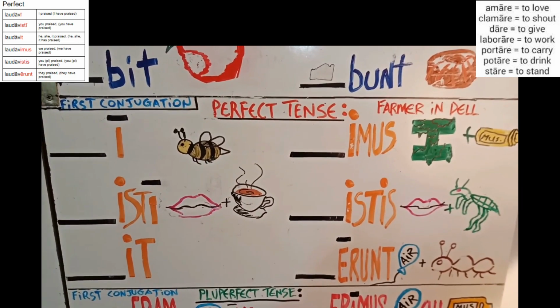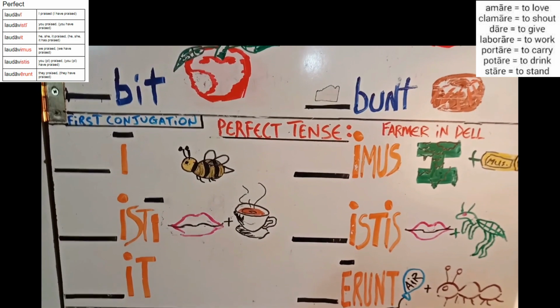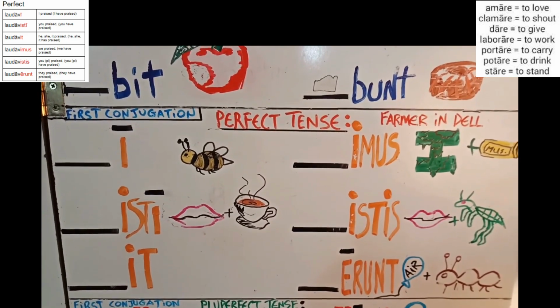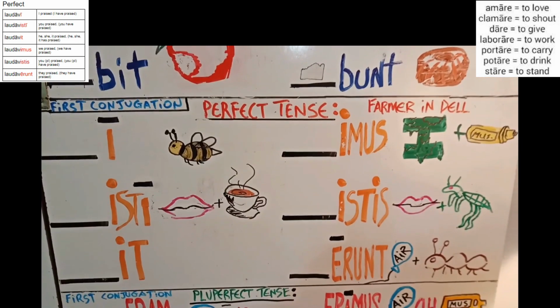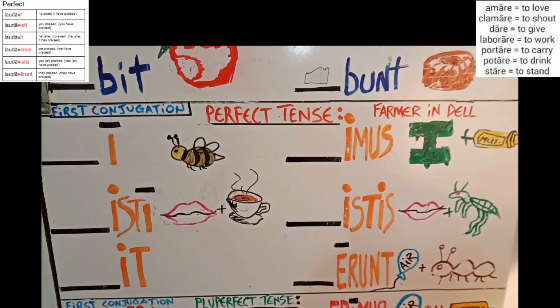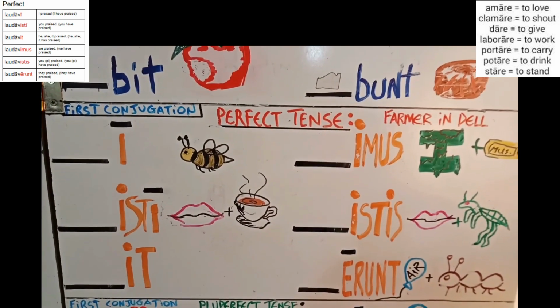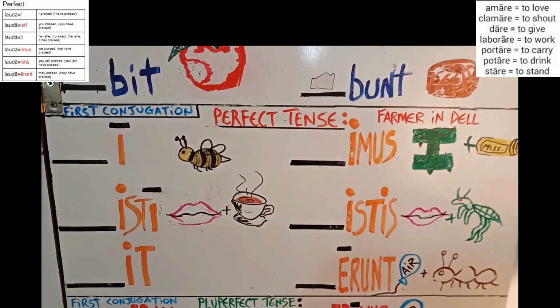First conjugation, perfect tense. On a perfect day, the farmer in the dell goes outside and goes, ee! It's the emis istis erant. First conjugation, perfect tense.